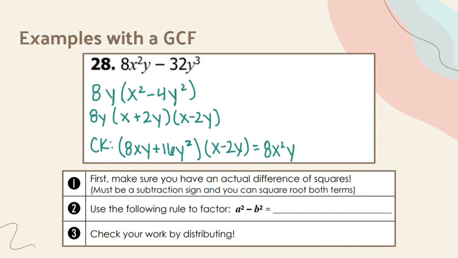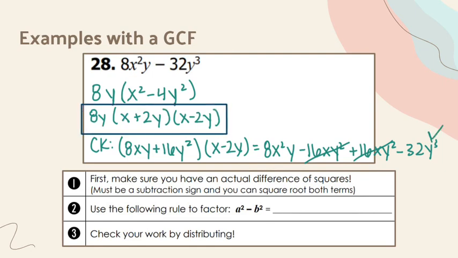8xy times negative 2y is negative 16xy squared. 16y squared times x is positive 16xy squared. And then 16y squared times negative 2y is negative 32y cubed. So if you look, these two terms are going to disappear. They're going to cancel. And so 8x squared y minus 32y cubed is what we started with. So this is the correct answer.